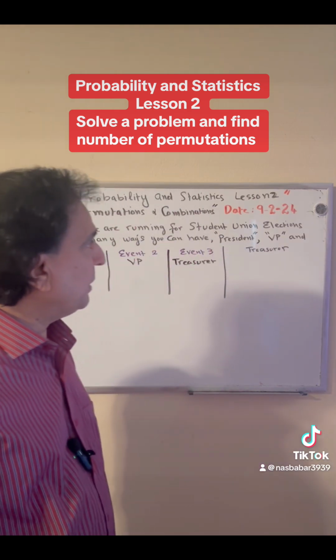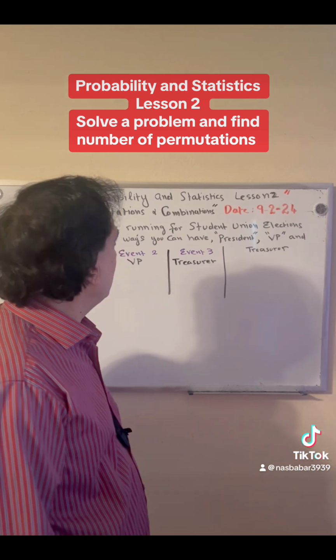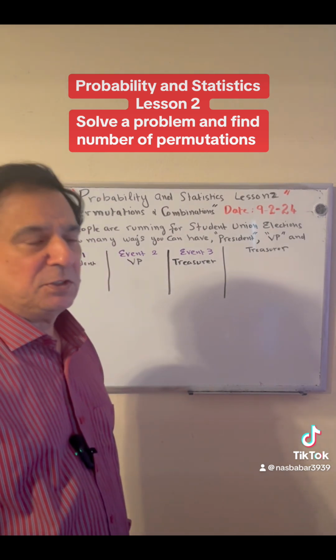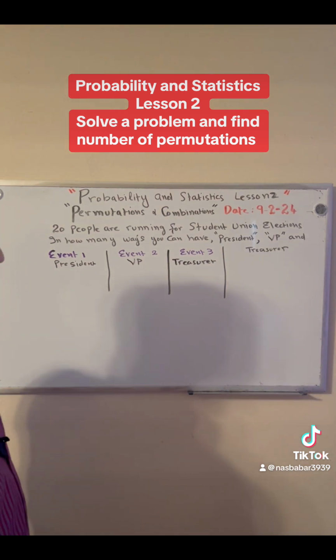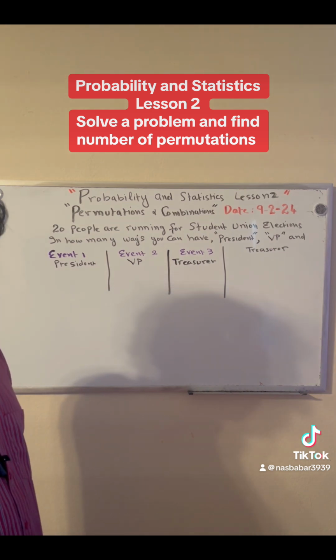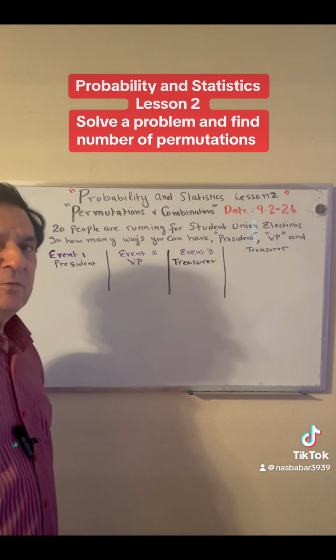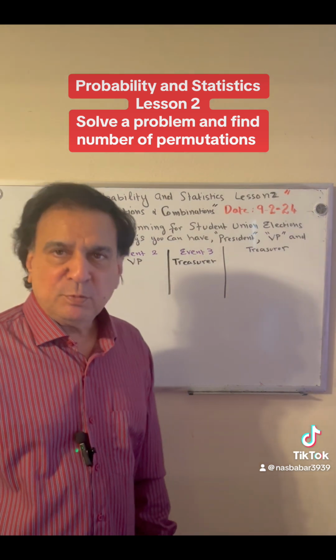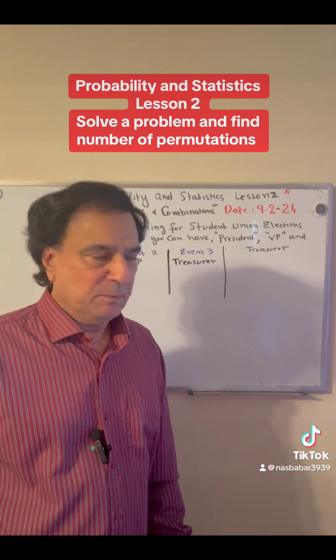The date today is September 2nd, 2024, and we're going to solve another problem under probability and statistics. So here's the problem. There are 20 people running for student union elections. In how many ways can you have president, vice president, and treasurer? So that is the question.